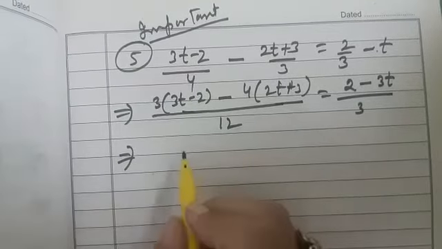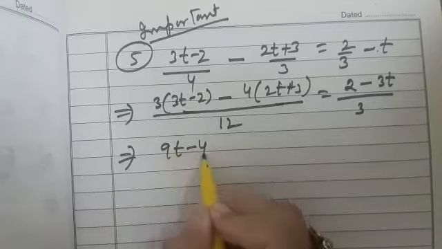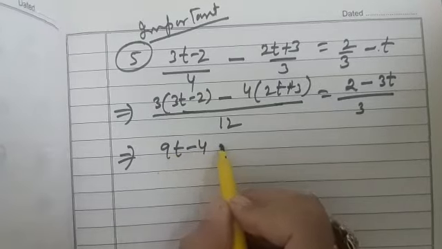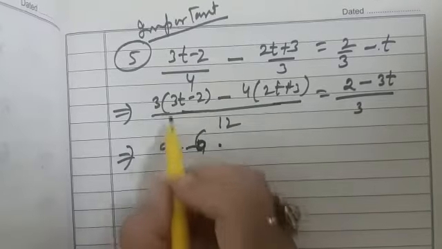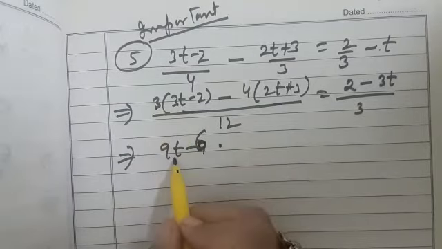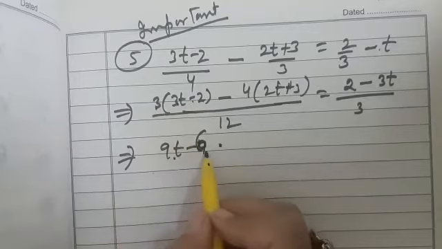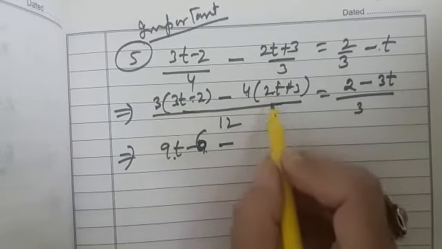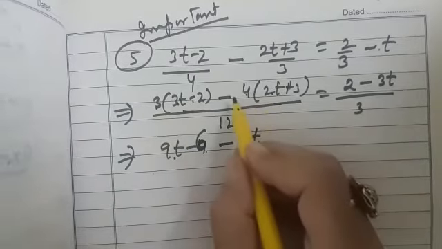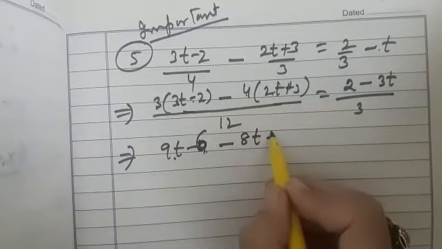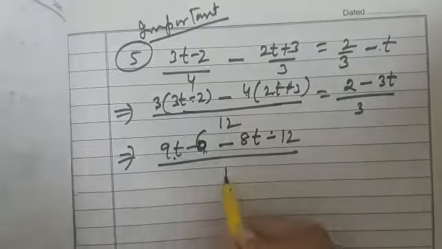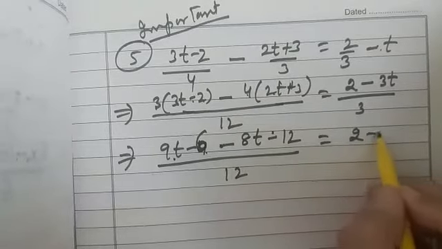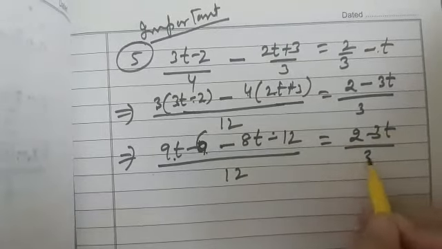Simplify. 3 into 3t that is 9t, minus 3 into 2 is 6, minus 4 into 2t is 8t, and minus into plus is minus, 4 into 3 is 12, divided by 12 is equal to 2 minus 3t upon 3.